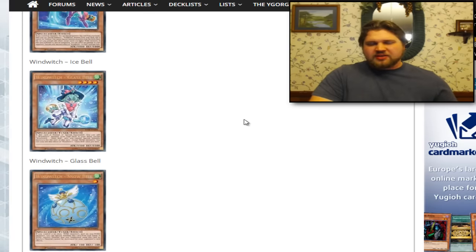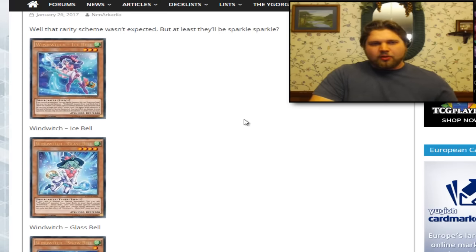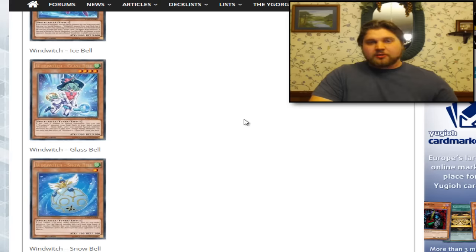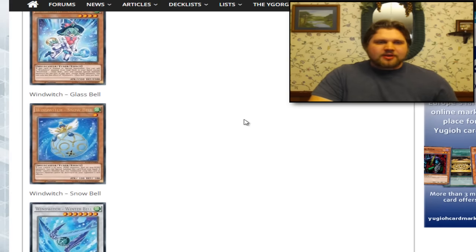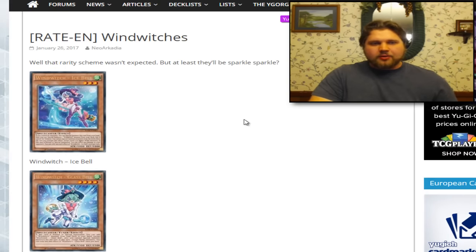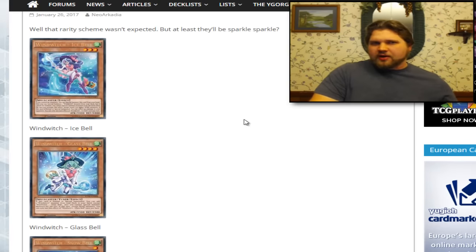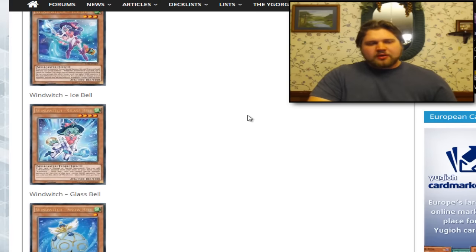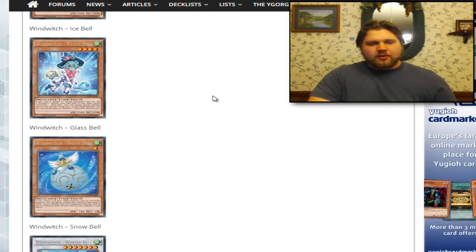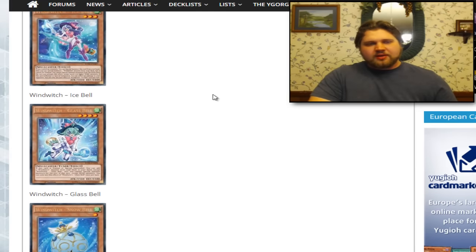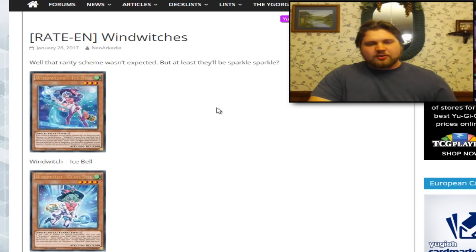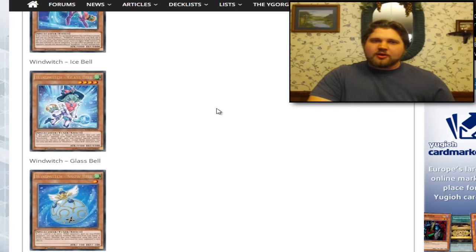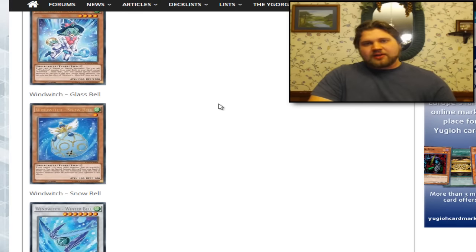I think these cards were commons and rares in Japan, and they've all been bumped to ultras, so, I mean, rarity bumps happen, but this was a rather weird rarity bump, but at least they all match in rarity, so I guess there is that for my OCD-related mind. But anyway, let me know what your thoughts are in the comments down below, whether you like this rarity bump or whether you hate it, if this is something that's going to affect your ability to get the Windwitches, stuff like that. I'm always curious as to your opinions, and I would like to hear them down below.